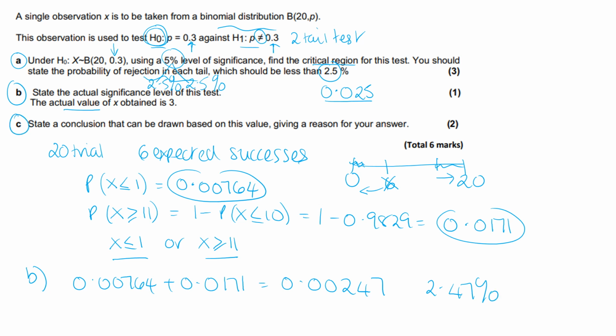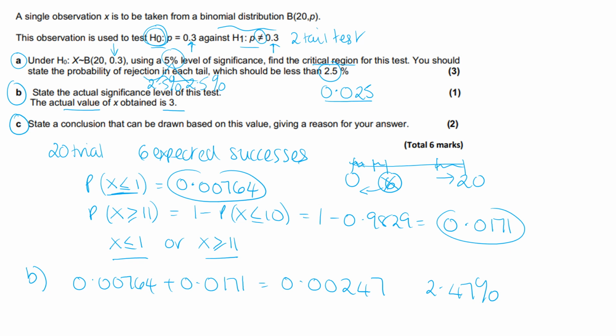Part C, state a conclusion that can be drawn because the actual value of x obtained is 3. Given that we're expecting 6, and if we're less than 1, so 0 or 1 successes, we're going to be rejecting the H naught. The fact that we've got 3 is still within the realms of possibility; it's obviously below 6, but it's not so far beyond it that the probability of it happening is going to be less than the significance level.